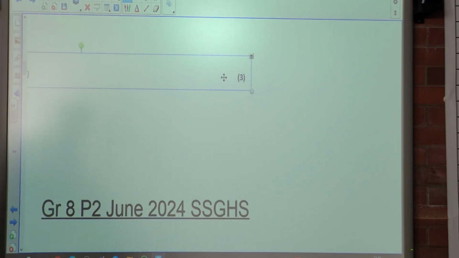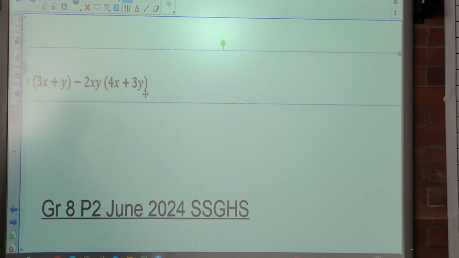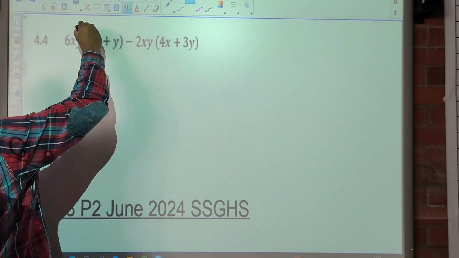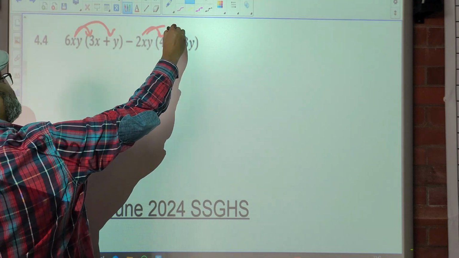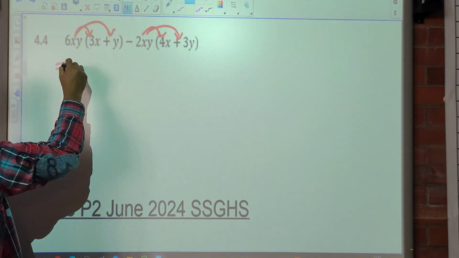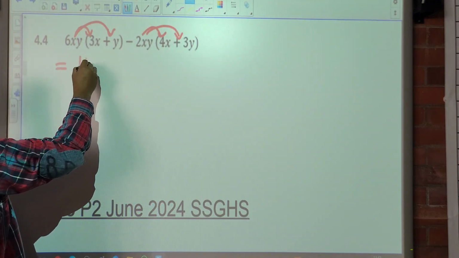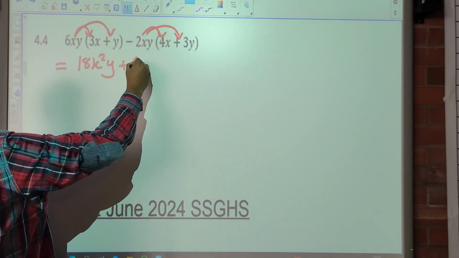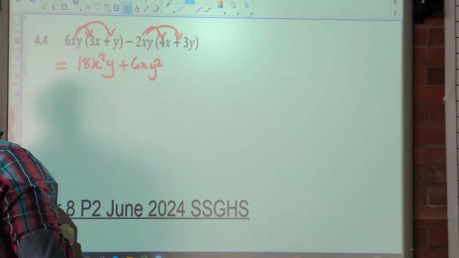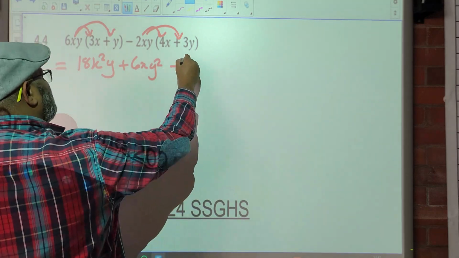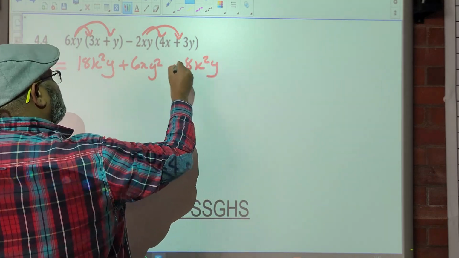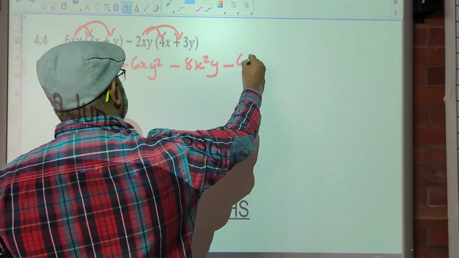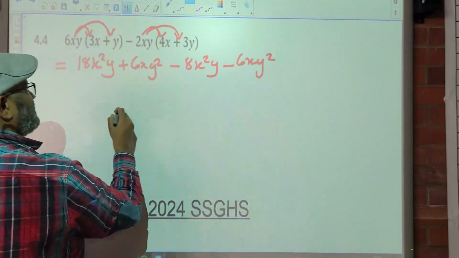Next one. 3 marks. You get rid of the brackets first. So 6xy times 3x is going to give you 18x squared y. 6xy times y is 6xy squared. Negative 2xy times 4x is negative 8x squared y. Negative 2xy times 3y is negative 6xy squared.